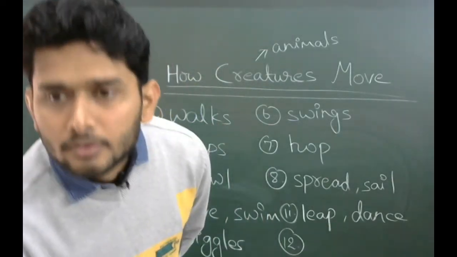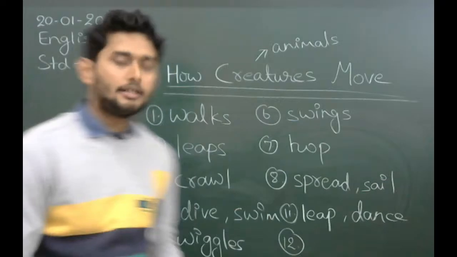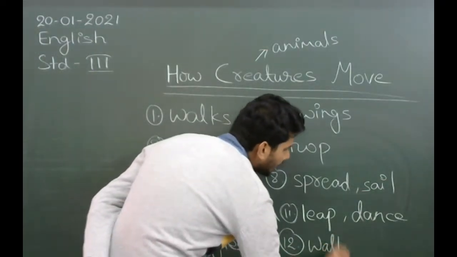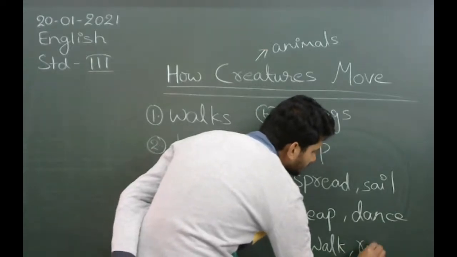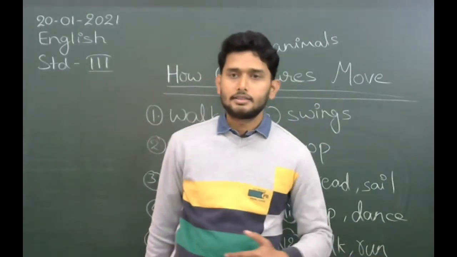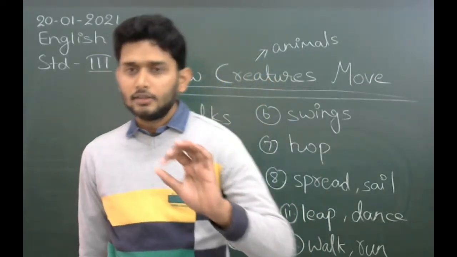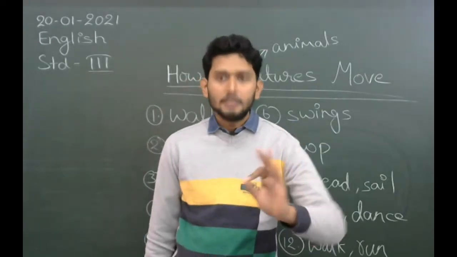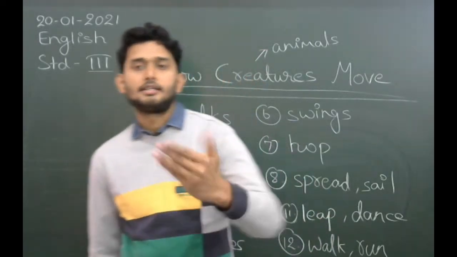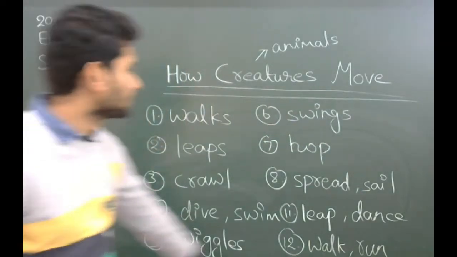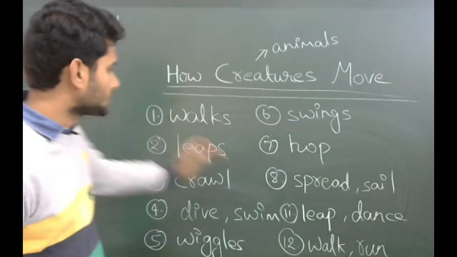Okay, very good words. Walk and run, both are action words. Because when you see the word walk and run, you can easily see your legs movement, and when we have movement, then the word is called an action word. Okay, so all the words that are written on the blackboard are action words from 1st to 12th.